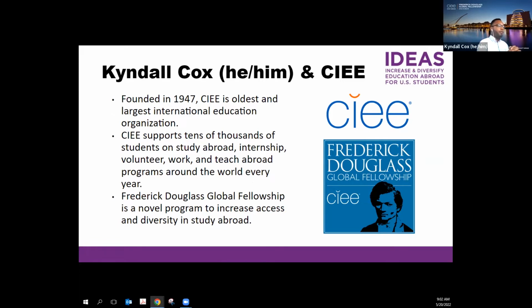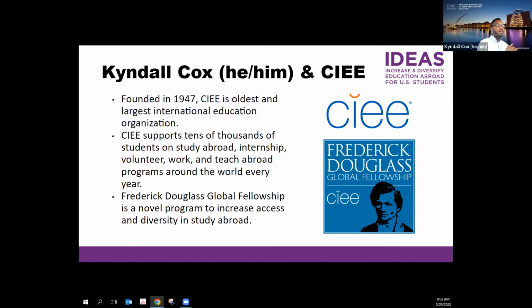and then hopefully in their eventual career. And CIEE, I'm pretty sure most of you are familiar with CIEE, but we support many students on varying programs around the world. We are one of the largest sponsors of inbound temporary work visas in the country, and we also have numerous programs abroad. So we are sending lots of students abroad and also working with thousands of students who are coming into the United States as well. But one of our hallmark programs that I work with is the Frederick Douglass Global Fellowship, which is more relevant to our session today.